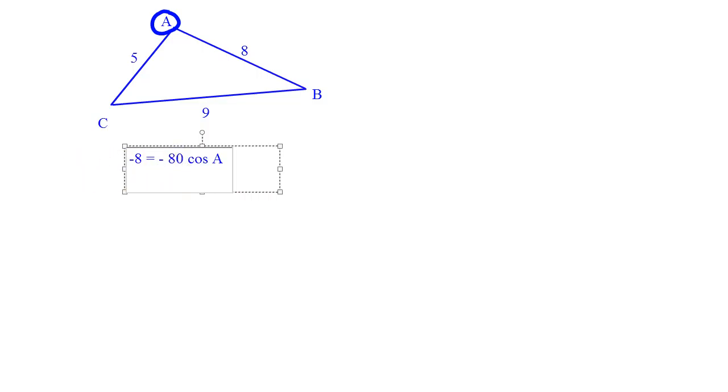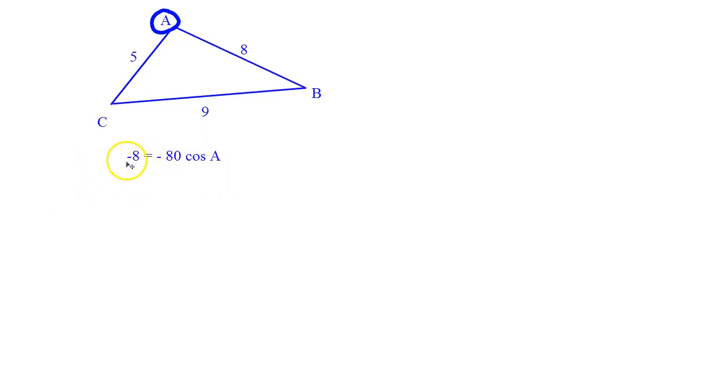Now I'm going to divide both sides by negative 80. That is one ugly negative 80. So now this turns positive. Even if it was negative, it would still work. You could basically say 1/10 is what this looks like, and it's just cosine of angle A.